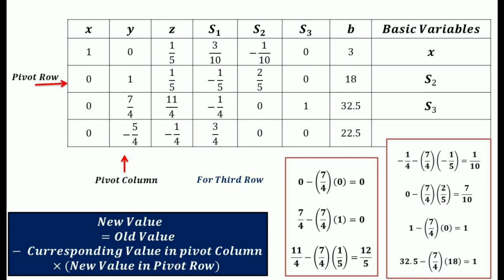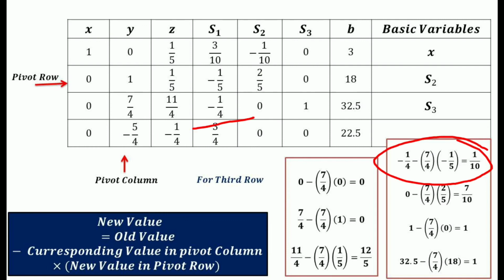So from the third row, the first old element is 0 minus corresponding value in the pivot column, that is 7 upon 4, into new value in pivot row, which is equal to 0. So 0 minus 7 upon 4 into 0, which is equal to 0. Consider the second old value in the third row, that is 7 upon 4 minus corresponding value in the pivot column, again it is 7 upon 4, into new value in the pivot row, which is equal to 1. So 7 upon 4 minus 7 upon 4 into 1 is equal to 0. Similarly, third old value, that is 11 upon 4 minus 7 upon 4 into 1 upon 4, which is equal to 12 upon 5.